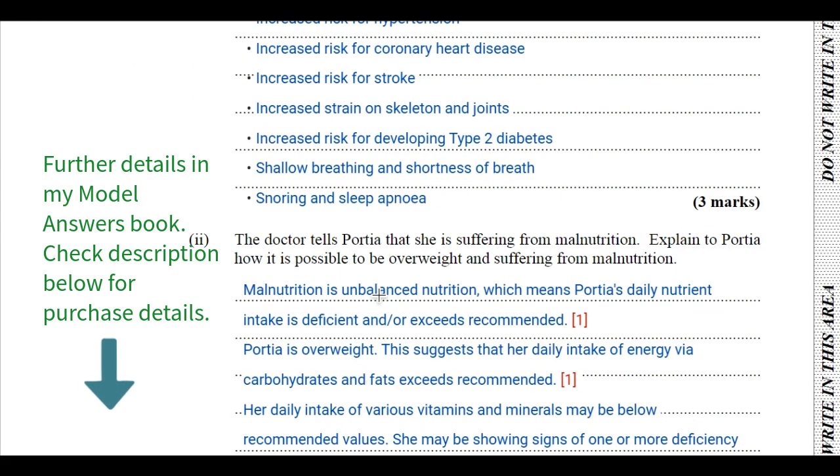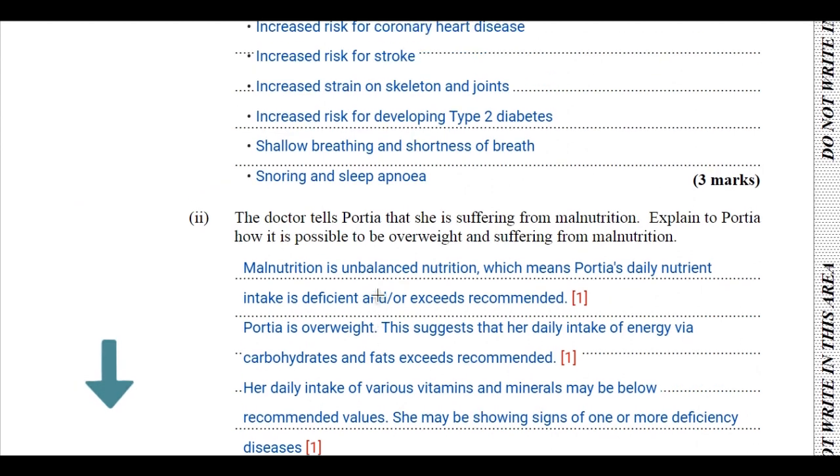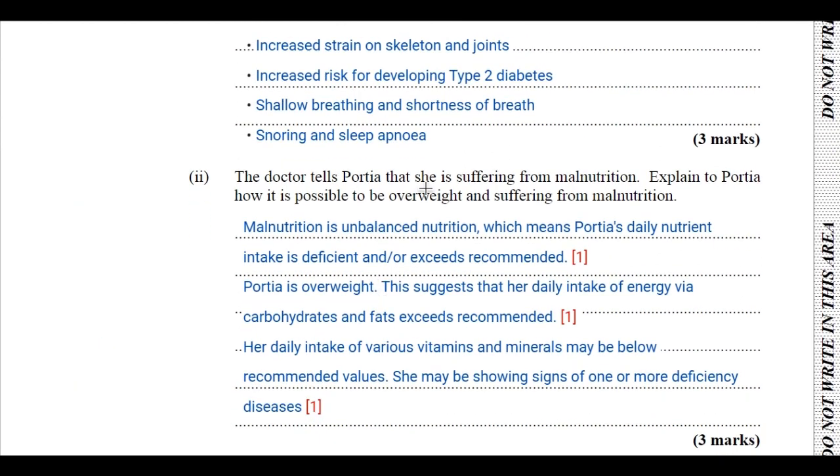Then we go to the doctor tells Portia that she's suffering from malnutrition. She's like, "Ooh," right? Explain how it's possible to be overweight and suffering from malnutrition. And this is a 3-mark question. And you have some space to write. So you know you're expected to write a little bit, right?